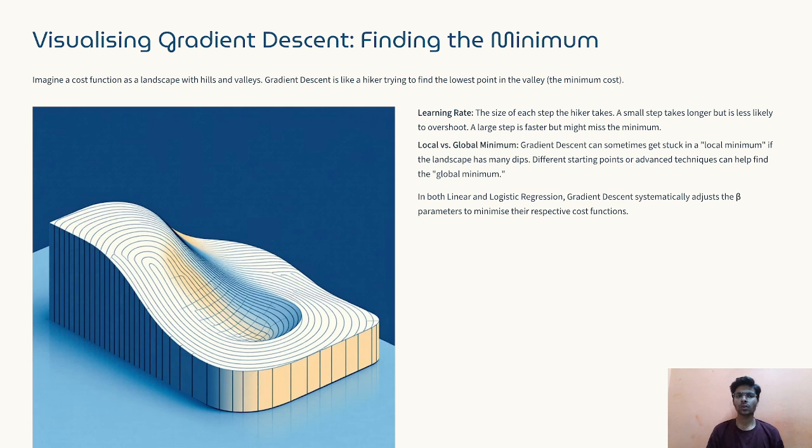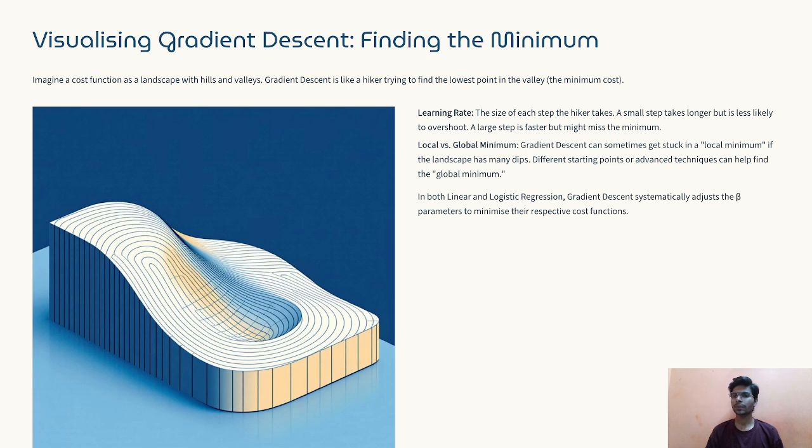Visualizing gradient descent, finding the minimum. Imagine a cost function as a landscape with hills and valleys. You can see it in this graph, in this image. Gradient descent is like a hiker trying to find the lowest point in a valley, the minimum cost. Learning rate is the size of each step the hiker takes.